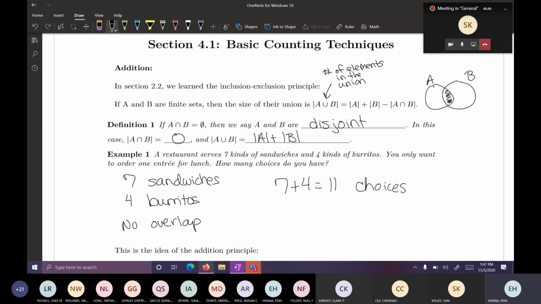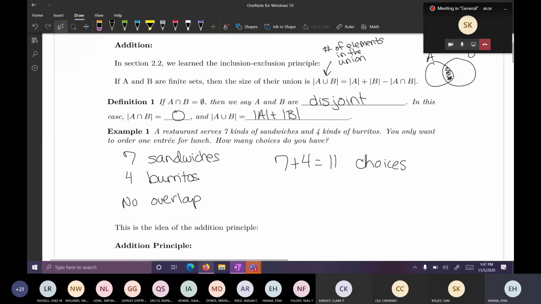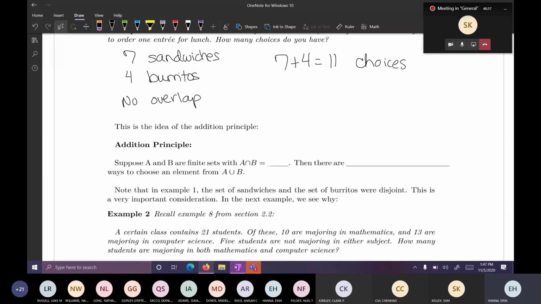Woo! So that's essentially the idea behind something called the addition principle. The addition principle says if A and B are finite sets, with the intersection of them being the empty set, then there are, exactly what we already looked at, cardinality of A plus cardinality of B ways to choose an element from A union B.